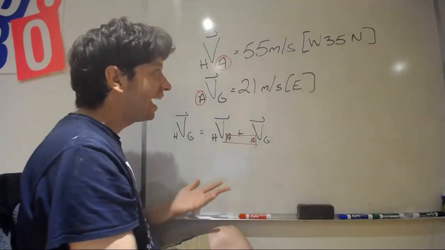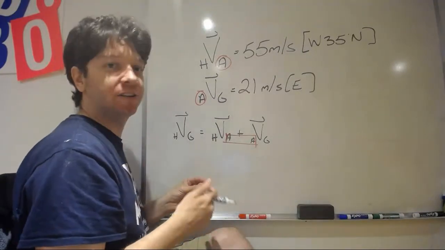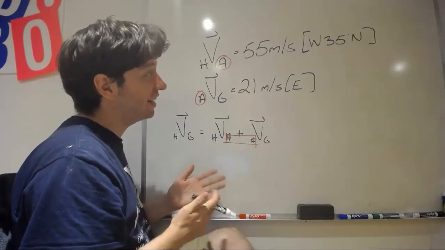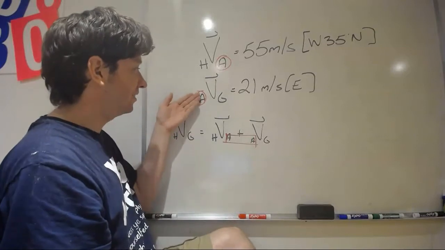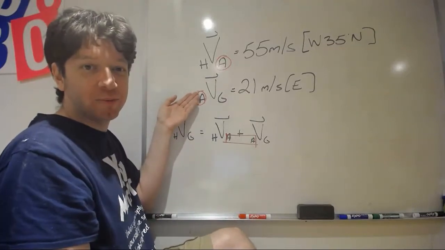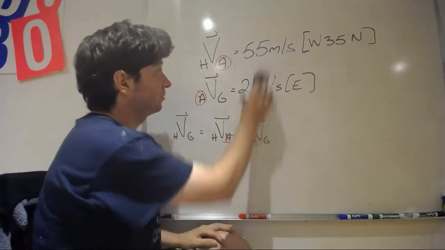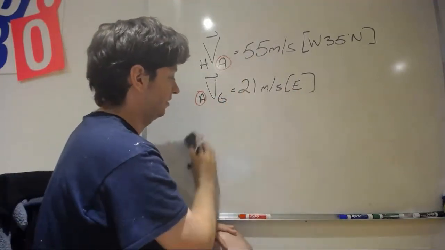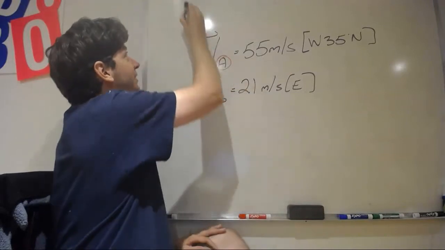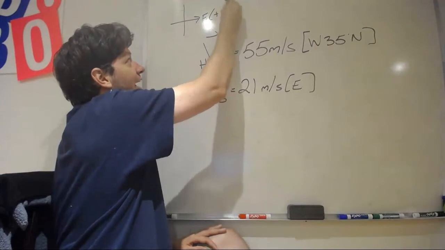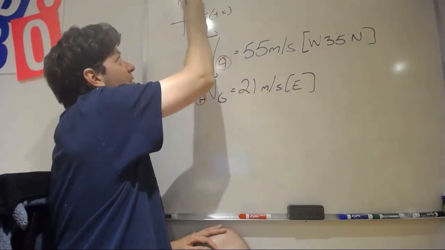And again, you could make it a triangle and use sine and cosine law. But what I'm going to do is use components. And it's actually quite easy with components because this vector is technically already broken up into components. It's east. So we're just going to split this one up into components. I'll choose a coordinate system. I'll make east our positive x and north our positive y.